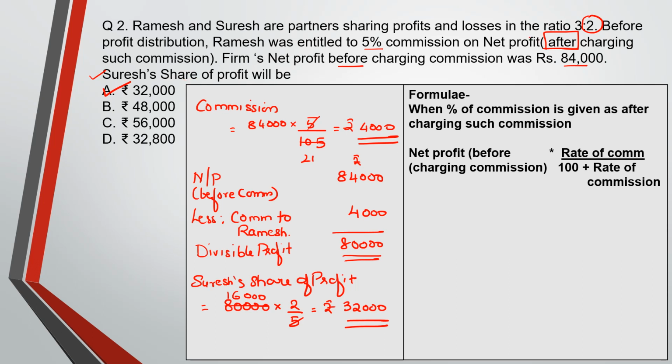So hope this concept of commission is clear. You will not apply a direct 5% because it is to be charged on a profit after charging. If the term was before charging, then the formula would be rate by 100. You have taken 5/100, but because it is after charging commission, you should take 5/105. That is rate of commission by 100 plus rate of commission. So hope this concept is also clear to you.